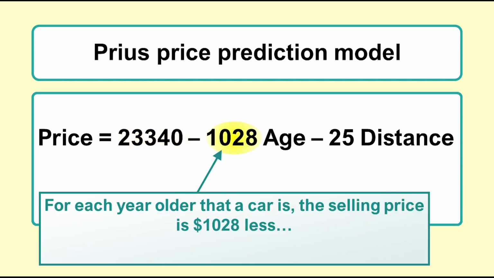The value 1,028, which is the coefficient of age, tells us that for each year older that the car is, the selling price is 1,028 less, followed by an important statistical phrase, all other things being equal. In this case, all other things being equal means that if we have two cars that are identical and have travelled the same distance, but one car is a year older than the other, we will expect the older car to cost about $1,028 less.